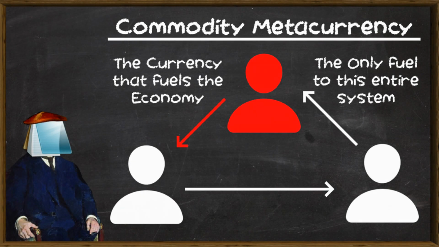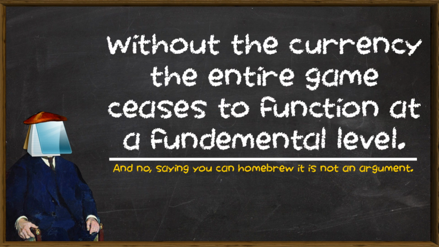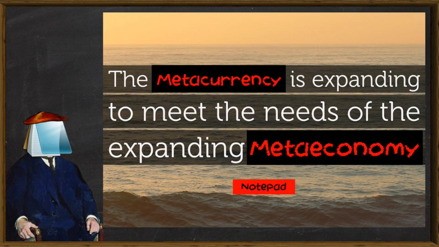The final type of metacurrency is perhaps one of the most contentious. Commodity metacurrency can best be described as the necessity one, as the game simply ceases to function should the currency not be present. This could be based around a single set of mechanics, or, hell, the entire foundation of the game. The core conceit of this is simple. The currency is the game.